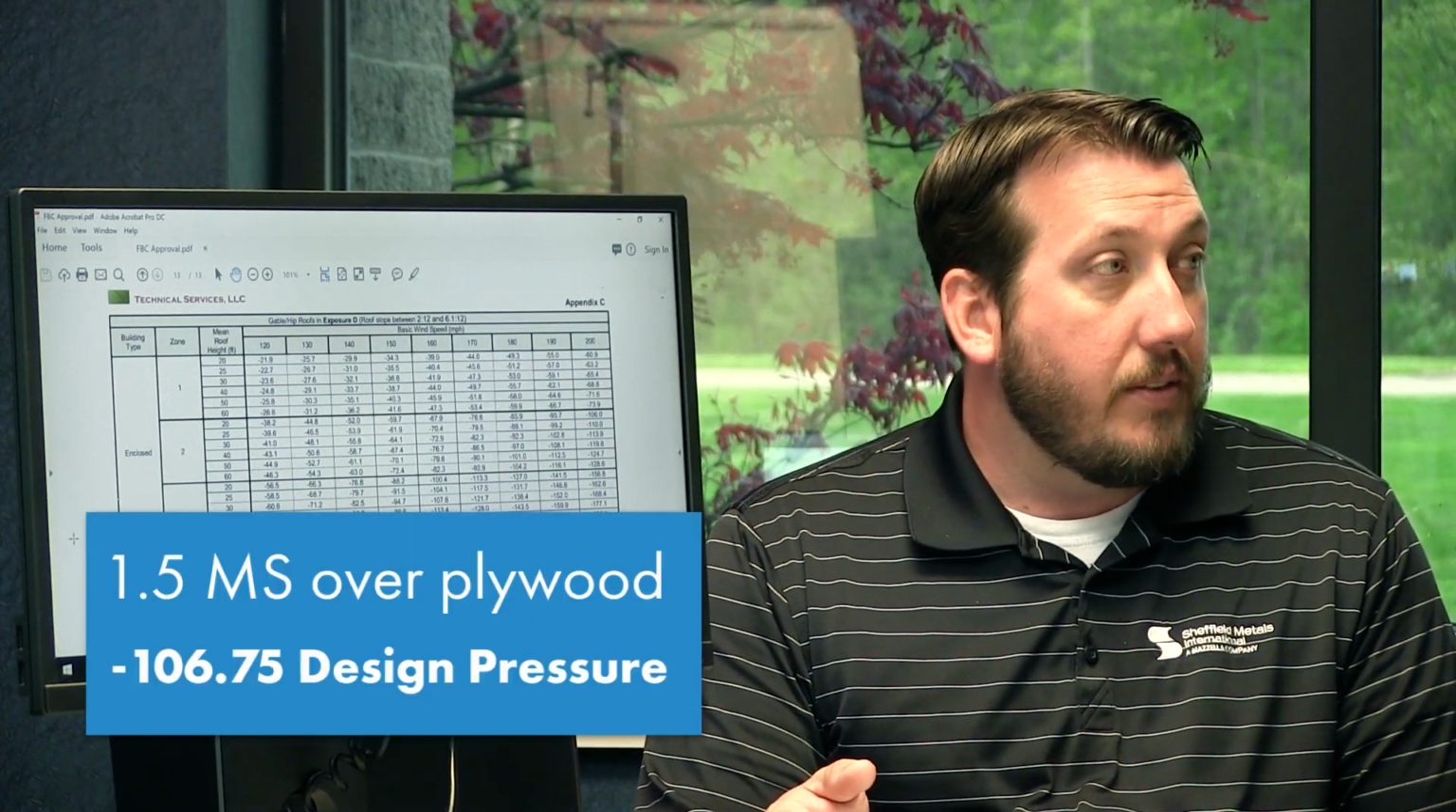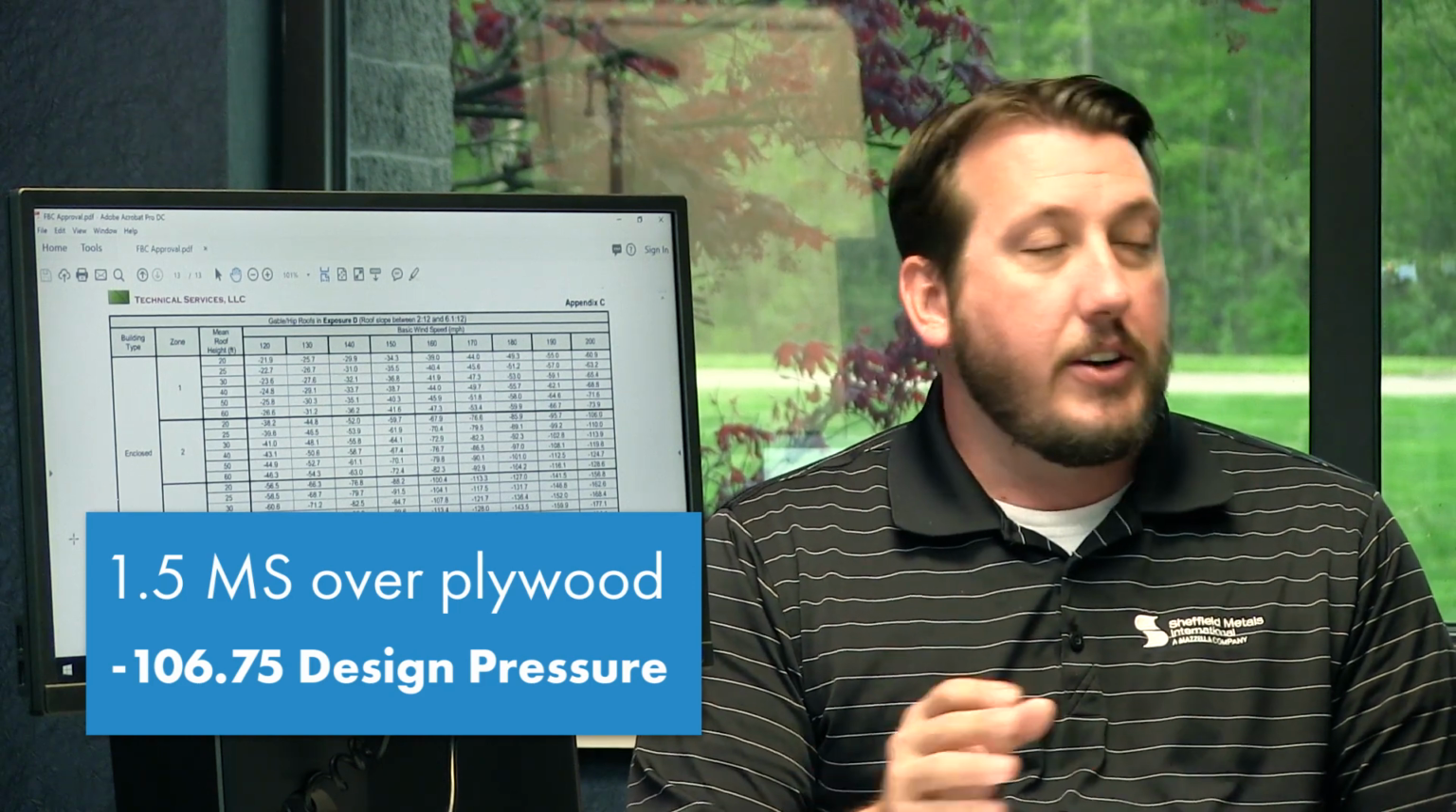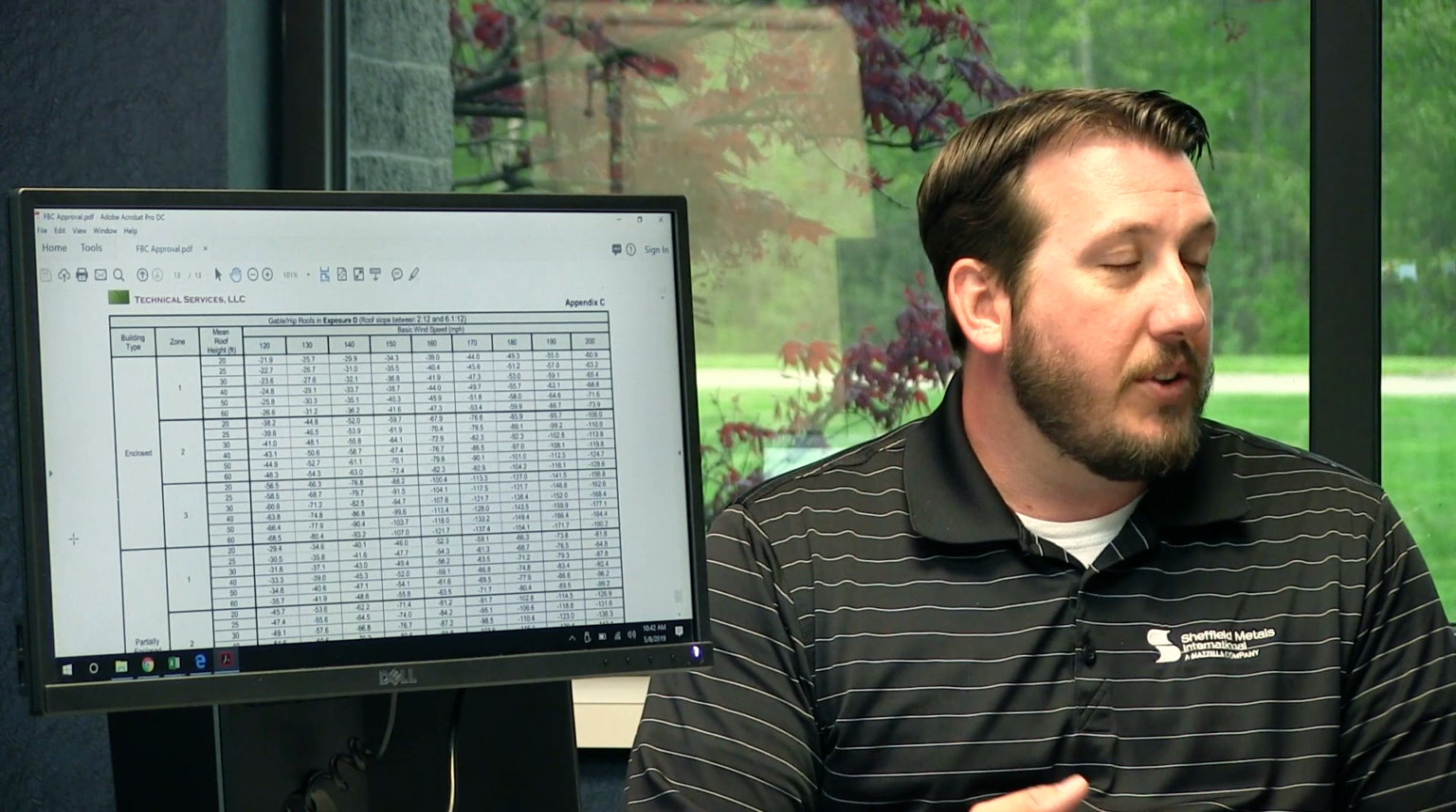Again, you can see that we meet it with the negative 106.75 design pressure, but depending on your exposure category and where your project's located, 130 miles an hour in exposure D doesn't necessarily mean the same thing as 130 miles an hour in exposure B. Right. And that's where a lot of the confusion comes in. It's not as simple as can my roof meet 130 miles an hour. There's a lot of factors that play into it.